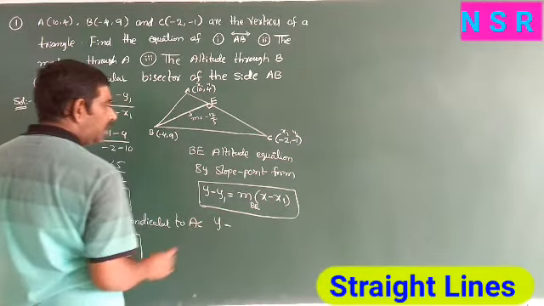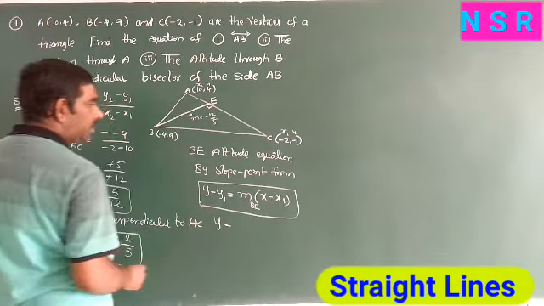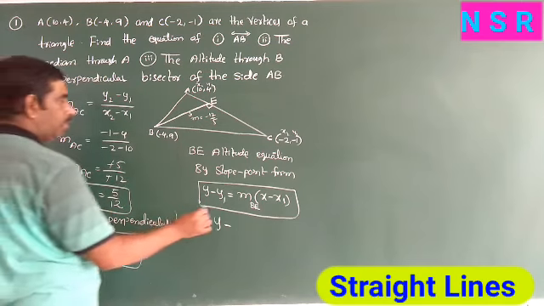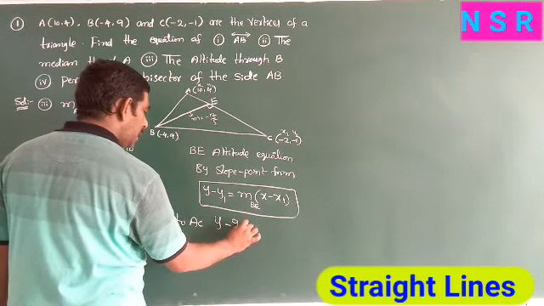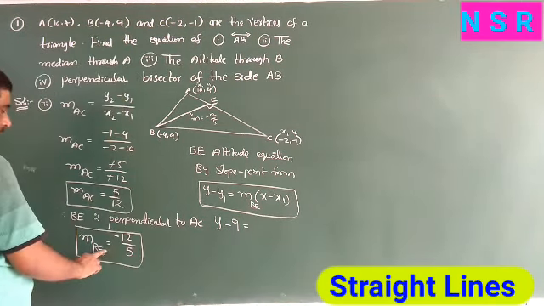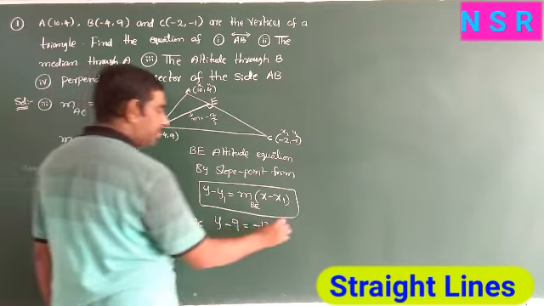Now y minus y1. So the altitude is BE, so apply here the B point and the BE slope. What is the B point? Minus 4 comma 9. So this is x1 y1. So y1 value 9 here, y minus 9 equal to the BE slope, minus 12 by 5, into x minus of minus 4.